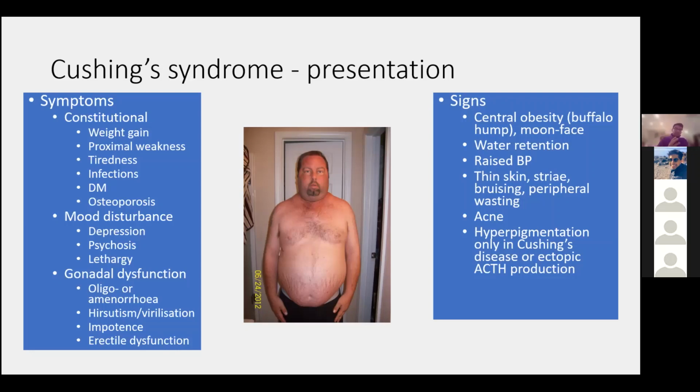You can classify the symptoms as constitutional symptoms, so proximal myopathy, weight gain, tiredness, recurrent infections, diabetes, or osteoporosis. Mood disturbances, so patients can become depressed or become psychotic, and they're often very fatigued and lethargic. Cushing's syndrome can have an impact on gonad function as well. So in women, they're oligoamenorrheic, and they can become hirsute, and in men, they can become impotent and have erectile dysfunction. And when you're examining these patients, it's worthwhile looking at their blood pressures. They may become hypertensive.